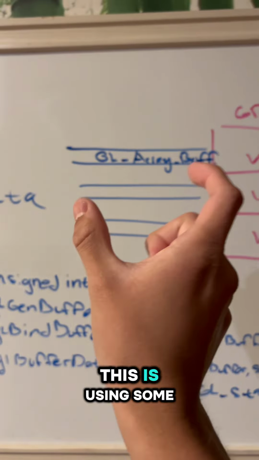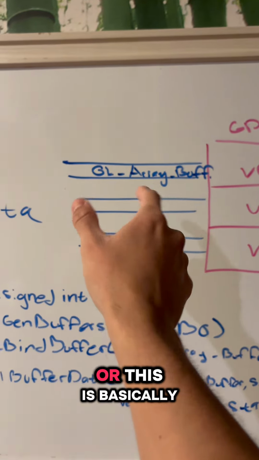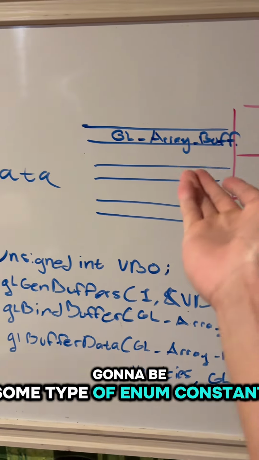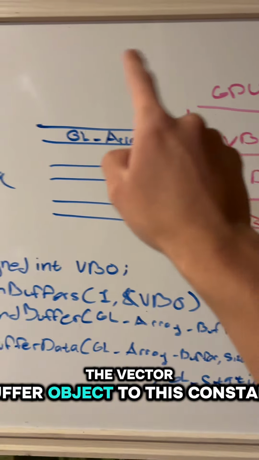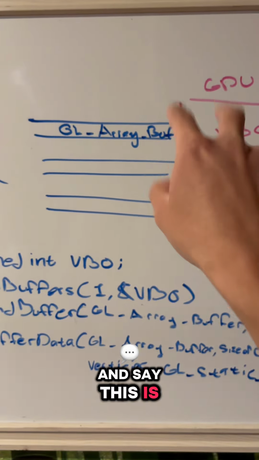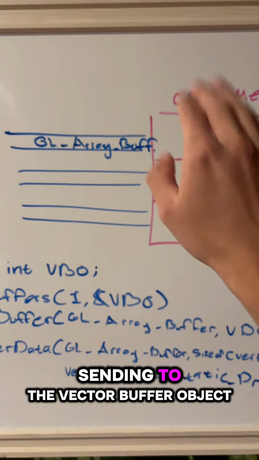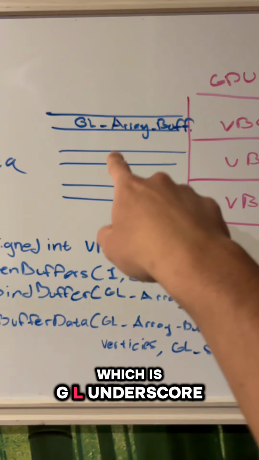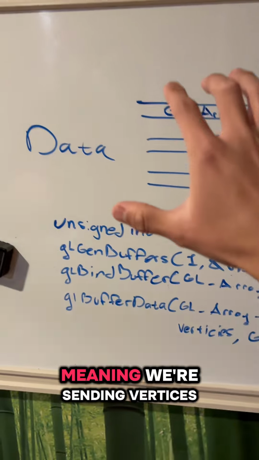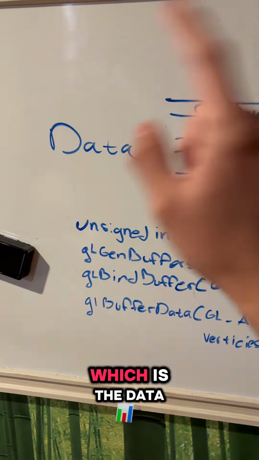The way you do this is using some type of enum constant, and it's going to assign the vertex buffer object to this constant and say this is the data we're currently sending to the vertex buffer object, which is GL_ARRAY_BUFFER, meaning we're sending vertices, which is the data. So this is basically the code.